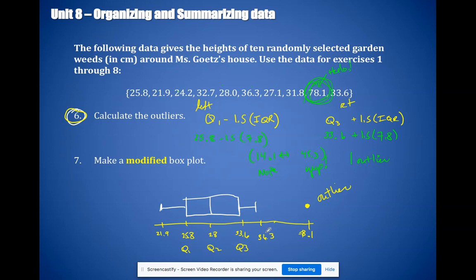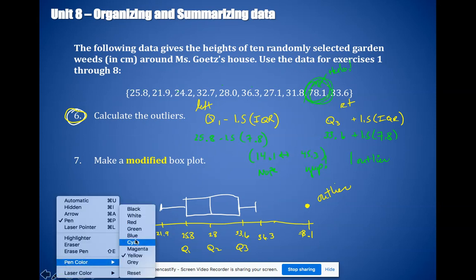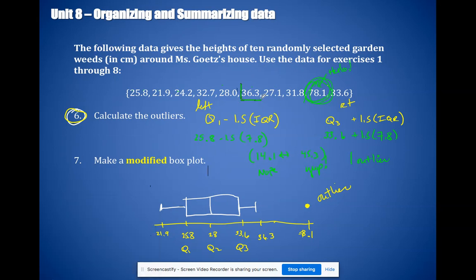Look at my list. If I name this 78.1 an outlier, 36.3 is next. And if you ordered this in a list, it's more obvious, right? This is kind of, sort of my max because it is the highest data point that has not been identified as an outlier. Okay, that is a modified box plot.